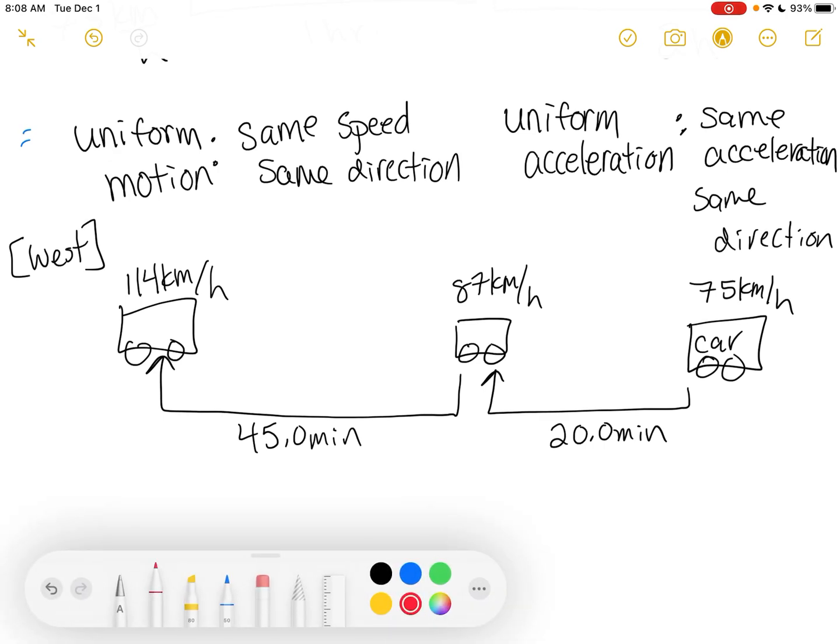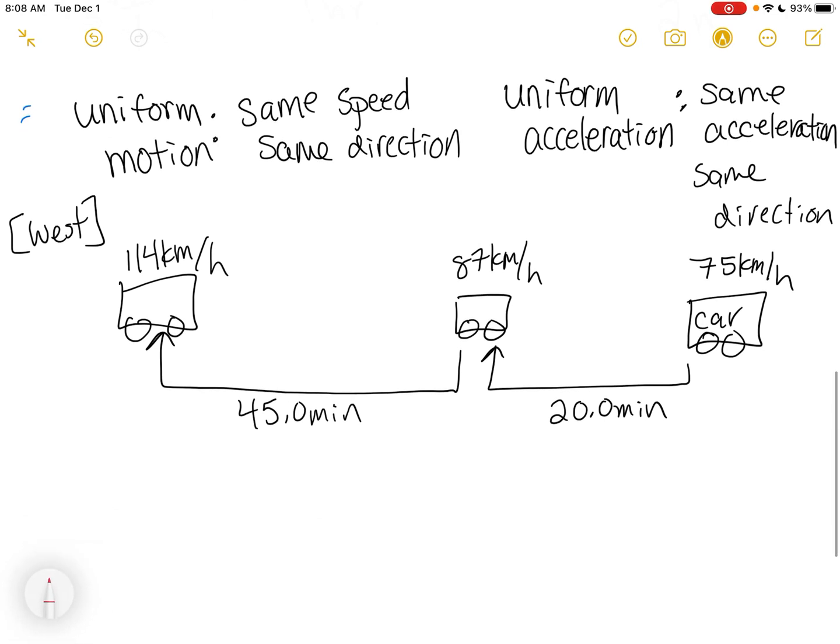Okay, so one of the first things that I'm going to do is, since my velocities are in kilometers per hour, but my time is in minutes, I'm going to change my times to hours. So 20 minutes is 0.333 hours, and 45 minutes is 0.75 hours.